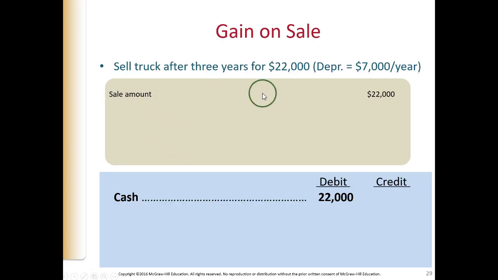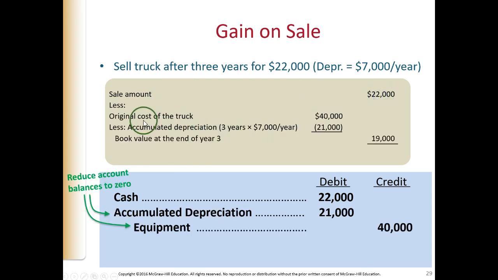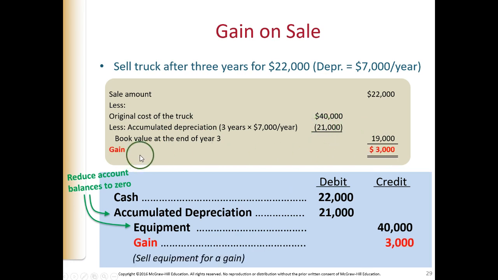If you sell the truck for $22,000, that's the cash we are receiving. The original truck cost is $40,000. And remember, $7,000 per year straight line depreciation. 3 years, $21,000 has been taken. The book value at the end of 3 years is $19,000, the original 40 minus accumulated depreciation of 21. Our gain is $3,000. So if we sell the item for more than book value, we have a gain.